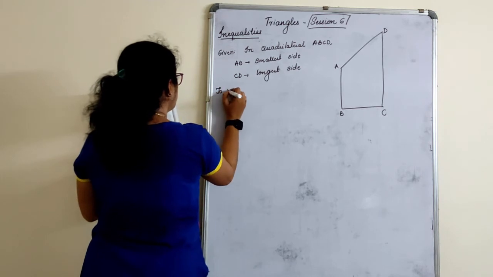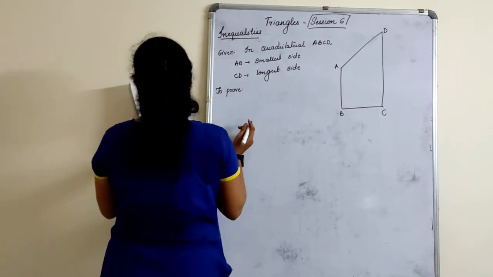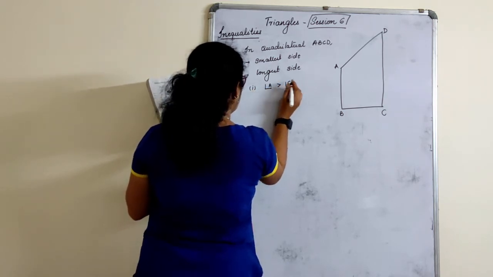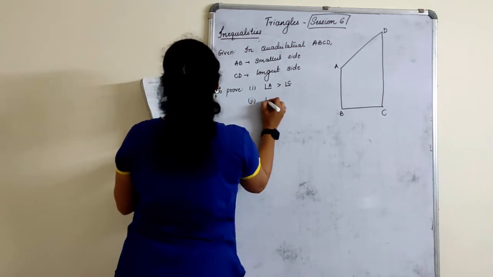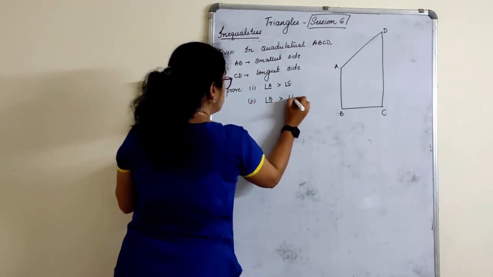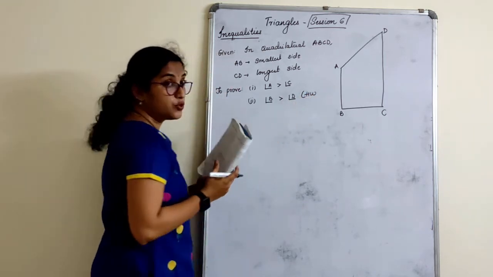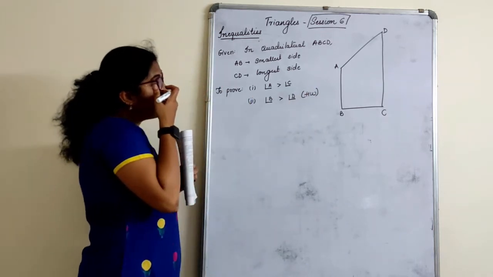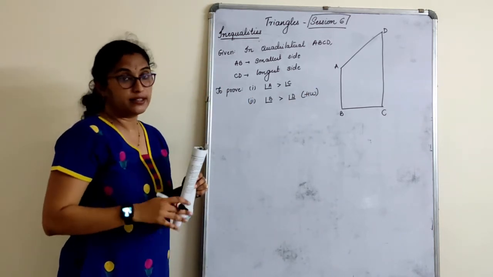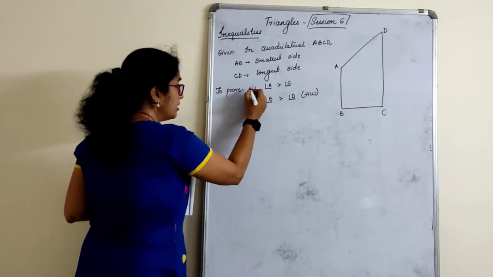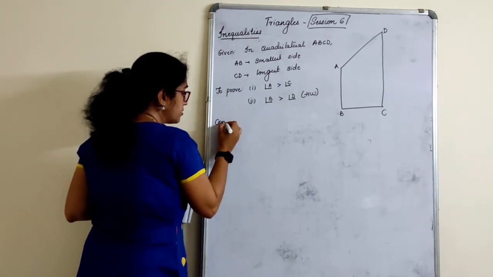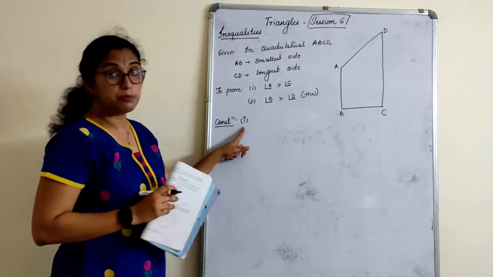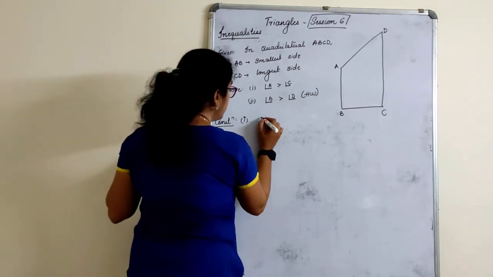Okay, what we have to prove? We have to prove first part, angle A greater than angle C, and second part, angle B greater than angle D. Children, this is homework. Which one? Second part is homework. I'll solve first part. For second part, you have to rewrite it once again and do it, right? For this we have construction, for the first part only.